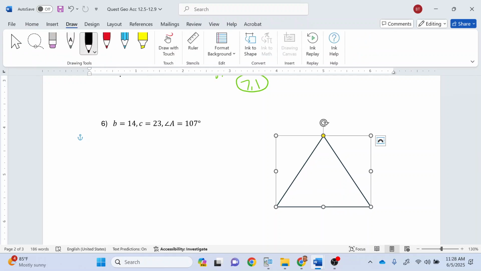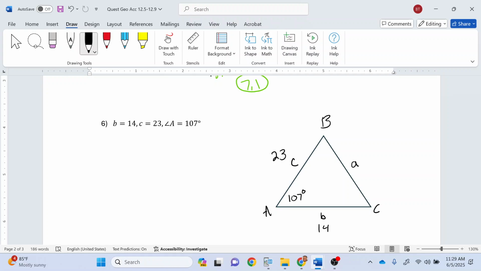Again, A, B, C, and across from it is the lowercase a, lowercase b, lowercase c. So in this case, I have lowercase b is 14, lowercase c is 23, and capital A is 107 degrees. In this case, I do not have a matching angle-side pair, so I'm forced to use law of cosines.